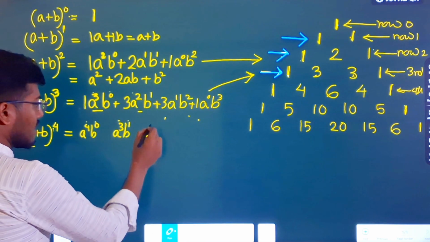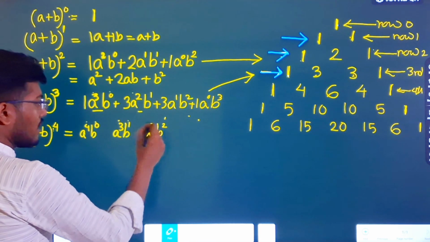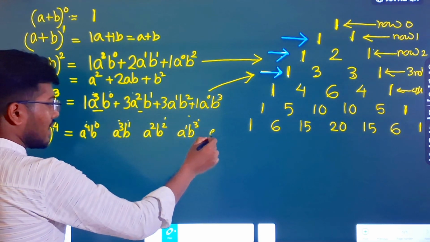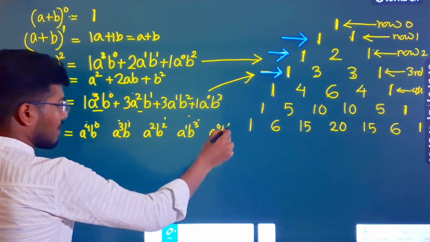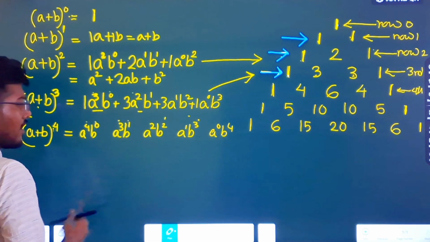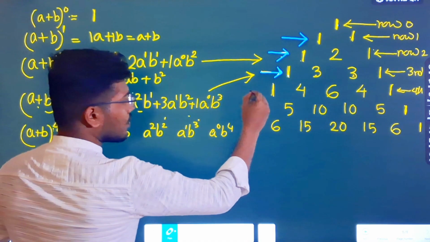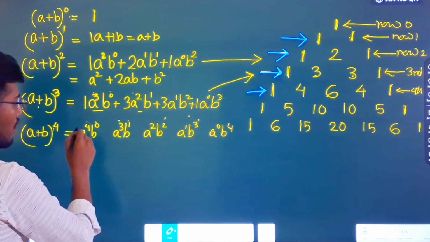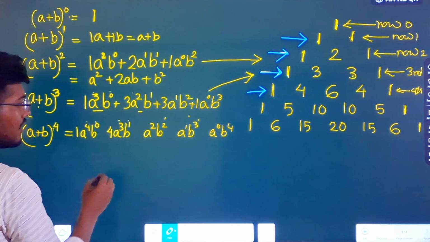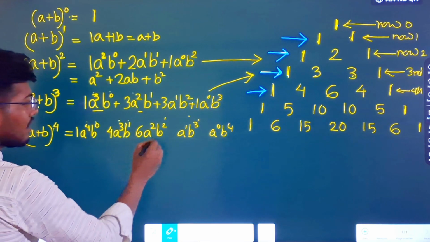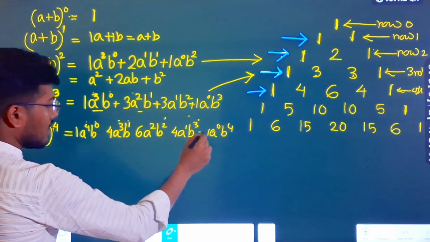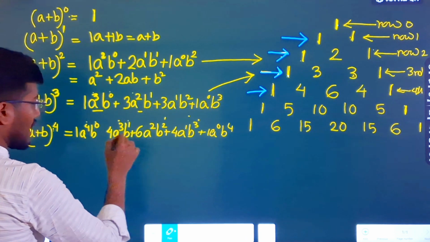It is a square b square. What is the next part? It is a to the power 1 b cube. What is the next part? A to the power 0 b to the power 4. If you add, which line do you follow? Fourth line. Why do you follow it? Because the power is 4. So obviously put the values 1, then 4, then 6, then which number? 4, then 1. Then you add the plus sign.